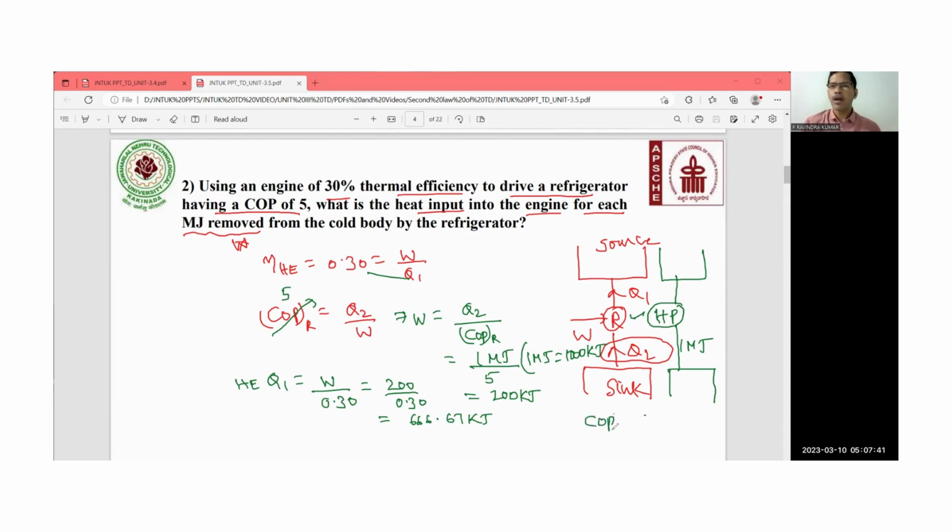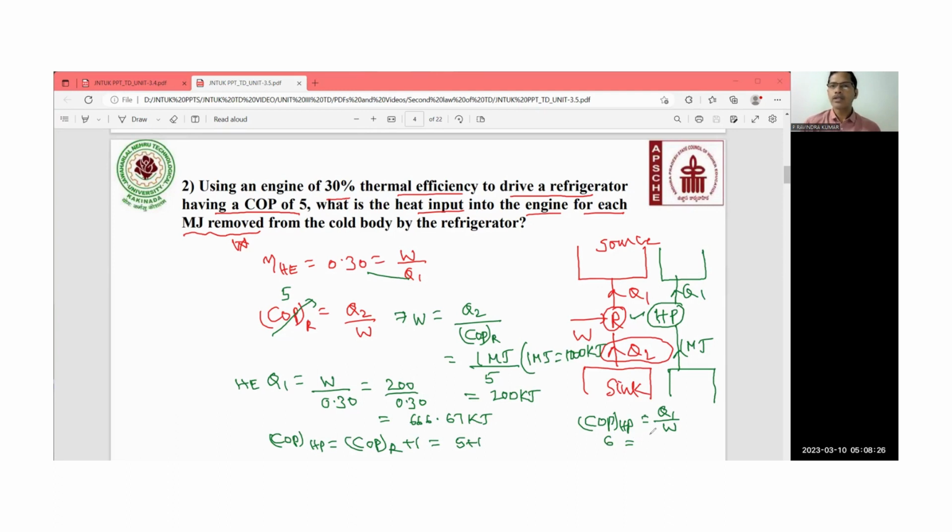The COP of a heat pump is equal to, so here the desired effect is Q1. So Q1 divided by W. What about the COP? The COP of a heat pump is equal to COP of a refrigerator plus 1. COP of refrigerator is 5 plus 1. That means COP is 6. So COP is equal to 6, right?